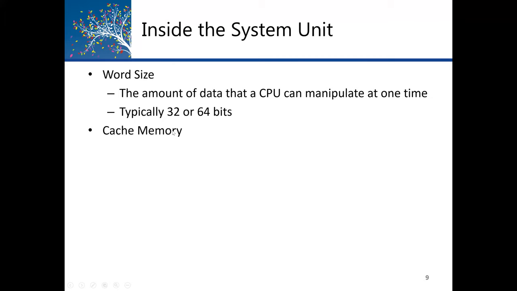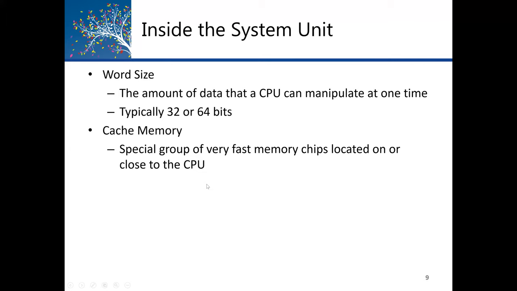Also, we have what we call the cache memory. This is a special memory that is between the CPU and the main memory. Normally data that is ready to be processed by the CPU, but not yet, is stored there. Now we also have register memory. Register memory is inside the CPU, so normally it holds the data or program that is being processed by the CPU. Cache memory normally holds the data that is getting ready to be processed by the CPU. So here we say a cache memory is a special group of very fast memory chips located on or close to the CPU.